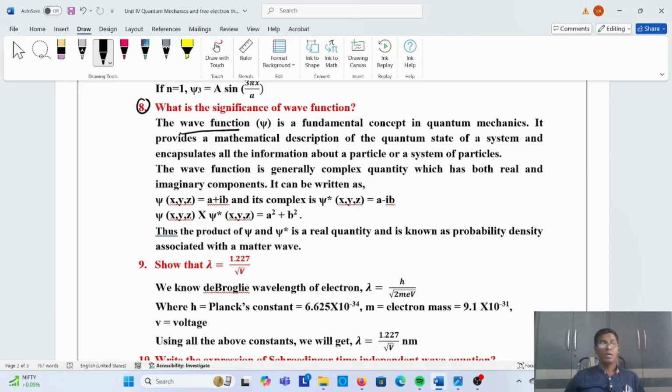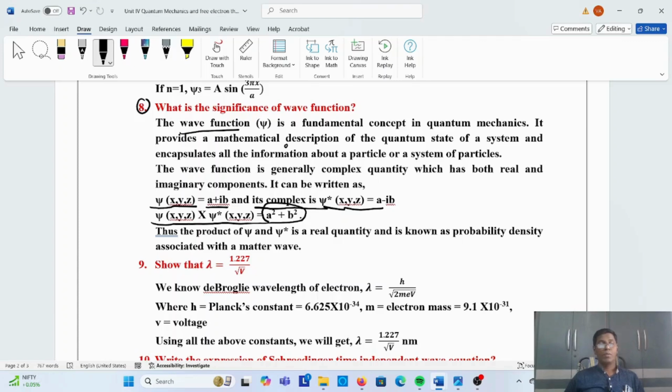According to that, what you are writing: psi of x comma y comma z is equal to a plus ib, and the complex conjugate, psi star, is equal to a minus ib. Now I am going to multiply psi of x comma y comma z into psi star of x comma y comma z. If I multiply both, what I am going to get is a square plus b square.